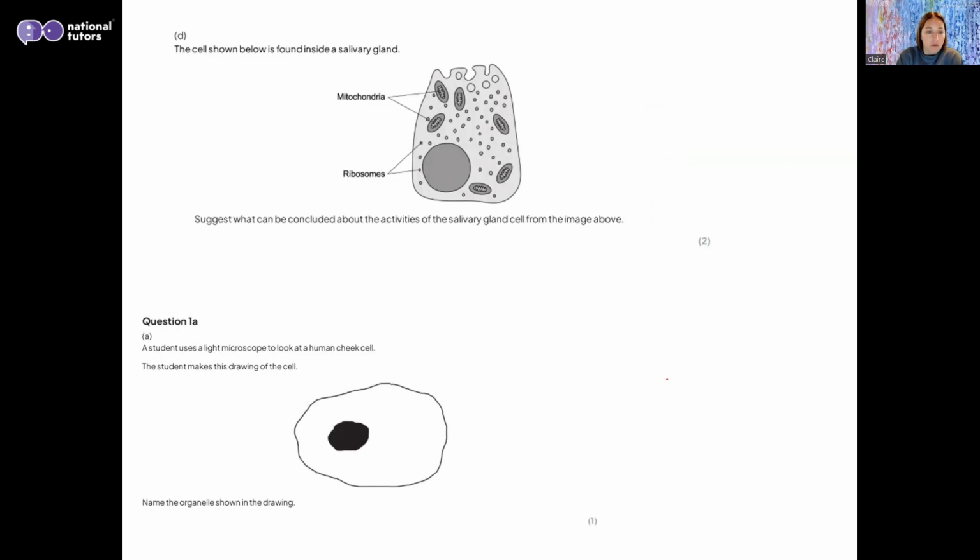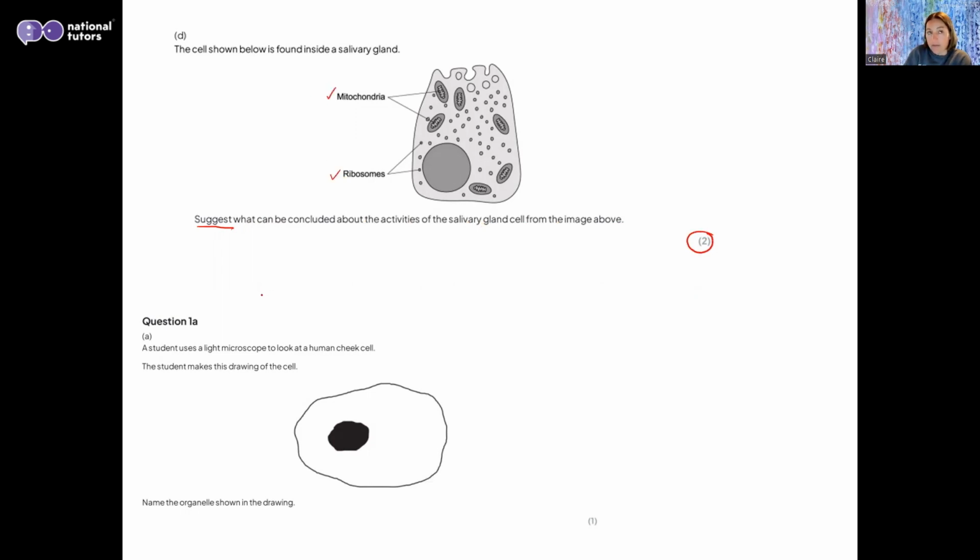Other examples here of where you need to know your cellular knowledge. The cell shown below is found inside a salivary gland. Suggest, so that's the command word here, what can be concluded about the activities of the salivary gland cell from the image above. Now, two marks. And look, there are two things labeled.